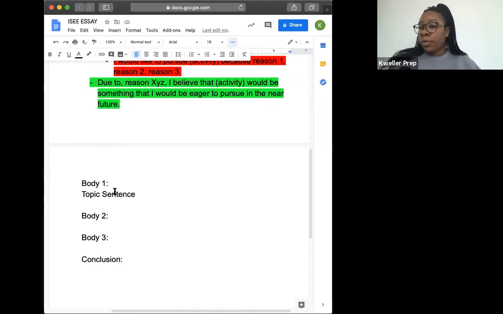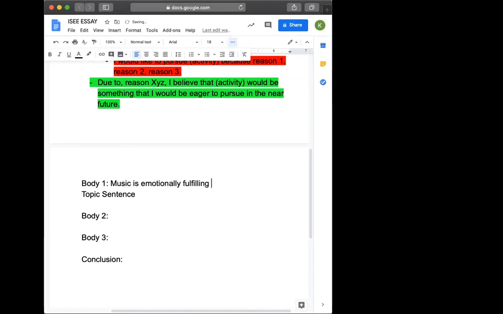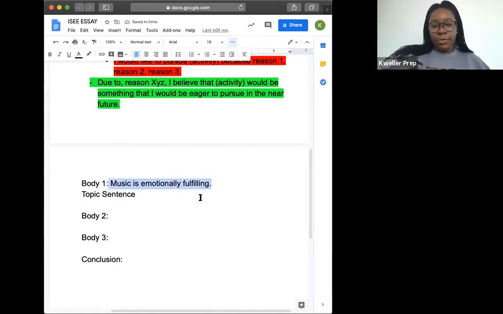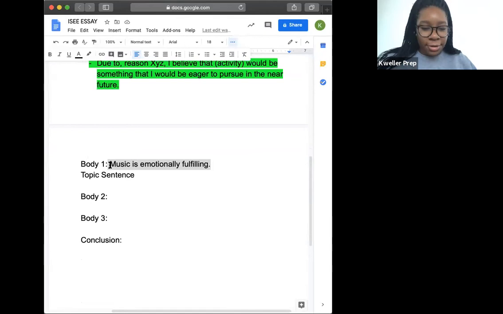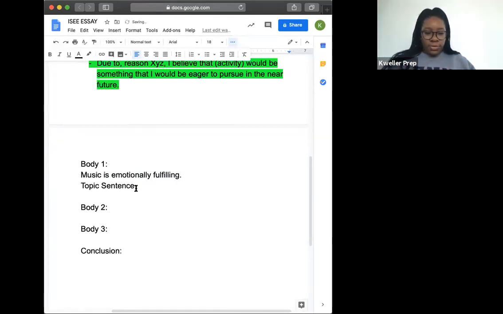Maybe that music is emotionally fulfilling. Yep. Okay, so that's the first reason. So you would put this in one of your reasons in your thesis, but we're going to do it here for right now. So when you're doing your topic sentences, you want to make sure that your ideas connect to the paragraph from before. So if you're ending off with the idea that, okay, due to reason X, Y, and Z, I believe that a choir would be something that I would be eager to pursue in the near future, and then music is emotionally fulfilling will be one of those reasons. So now you need to take that and maybe delve into it deeper in your topic sentence, by bouncing off of something that you said before.